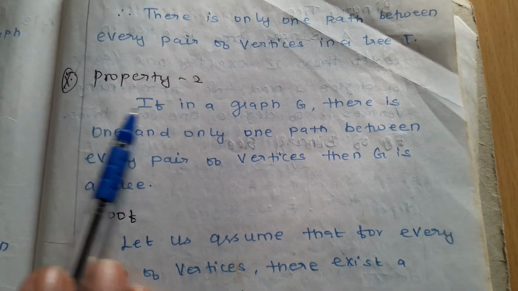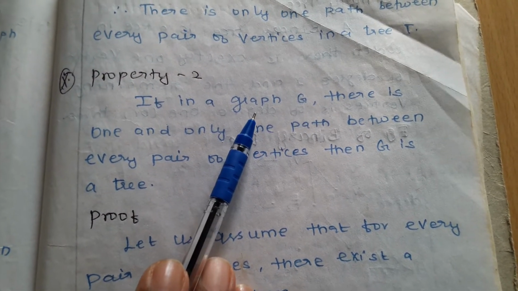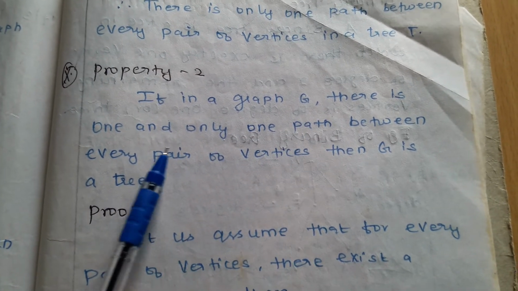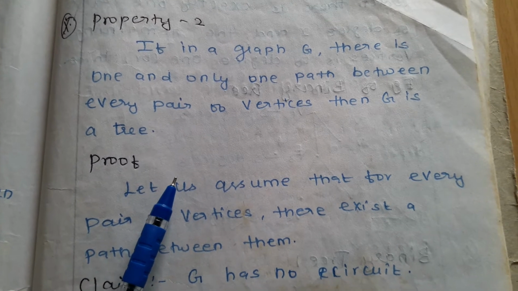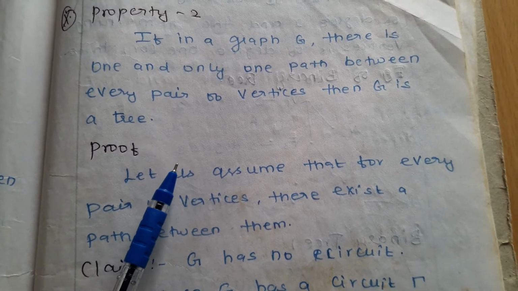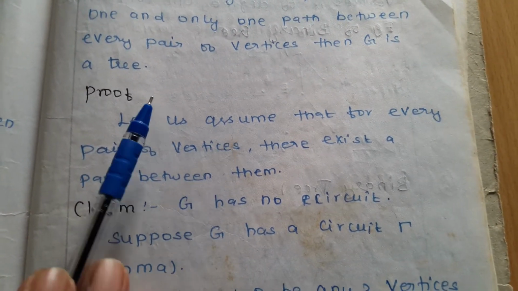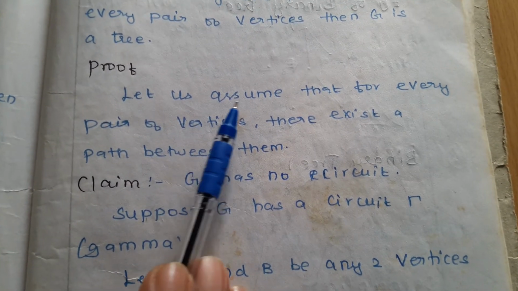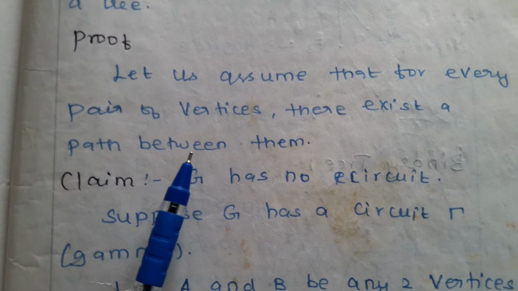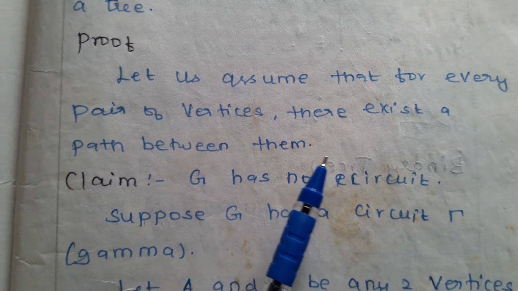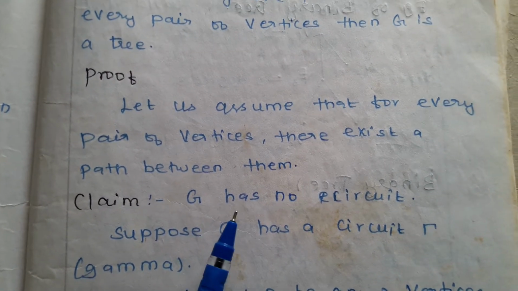The second property: if in a graph G there is only one path between every pair of vertices, then G is a tree. So with one path between a pair of vertices, it must definitely be a tree. Let us prove this. Let us assume that for every pair of vertices there is only one path between them. So we need one more step: if G has no circuit, then it is a tree.